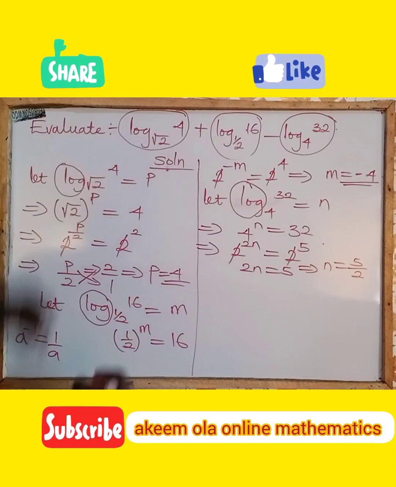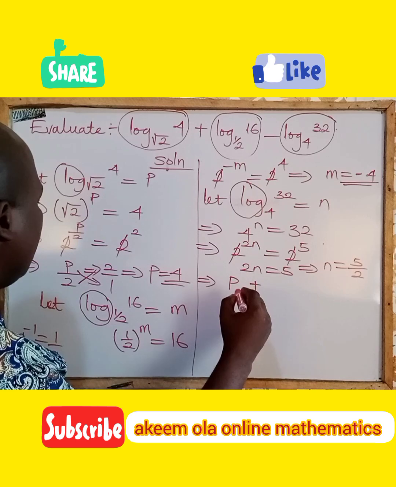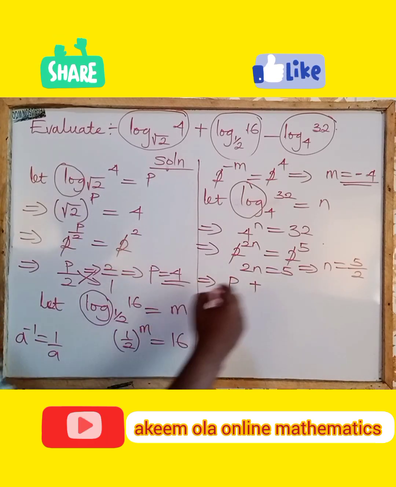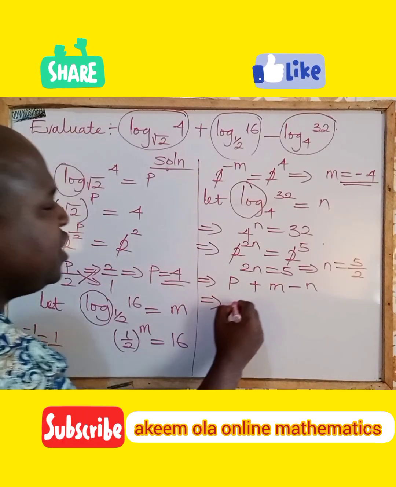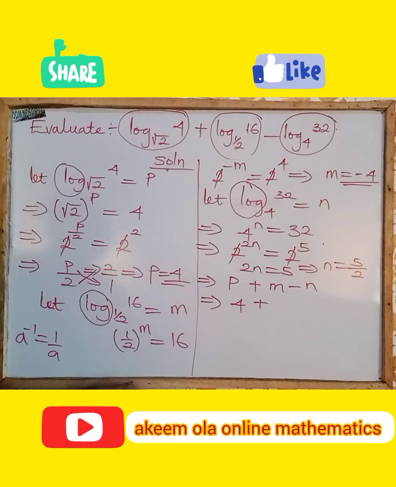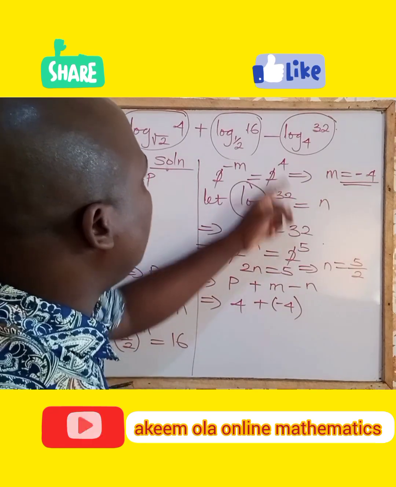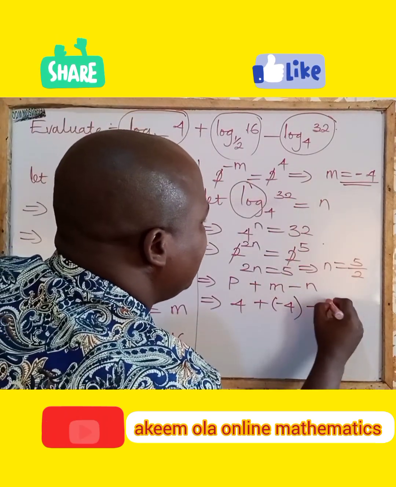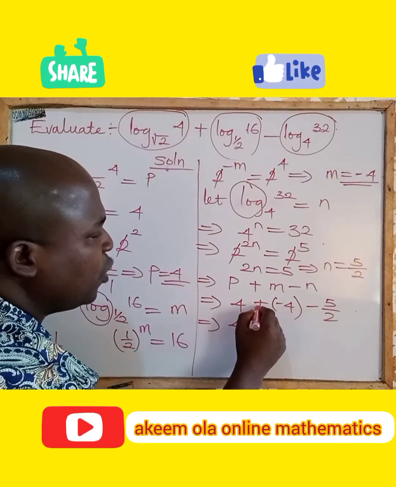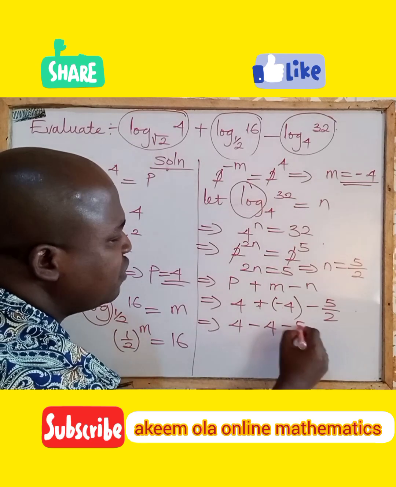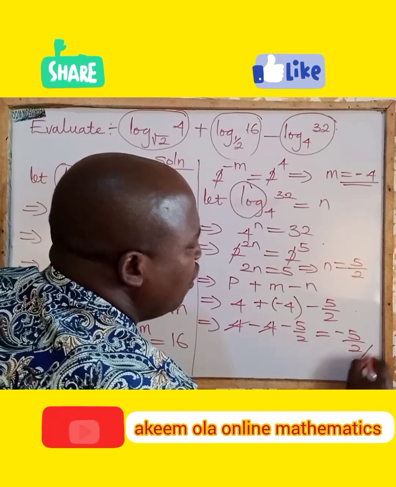That means this equation will now be p plus, what is the second one? The first one is p, the second one is m, and the third one is n. What is our p? Our p is 4. Plus, what is our m? Our m is minus 4. And the third one, what is our n? Our n is 5 over 2, we are going to have minus 5 over 2. So if you go further, you will have 4 minus 4 minus 5 over 2. So these two will cancel. So the answer will now be minus 5 over 2.